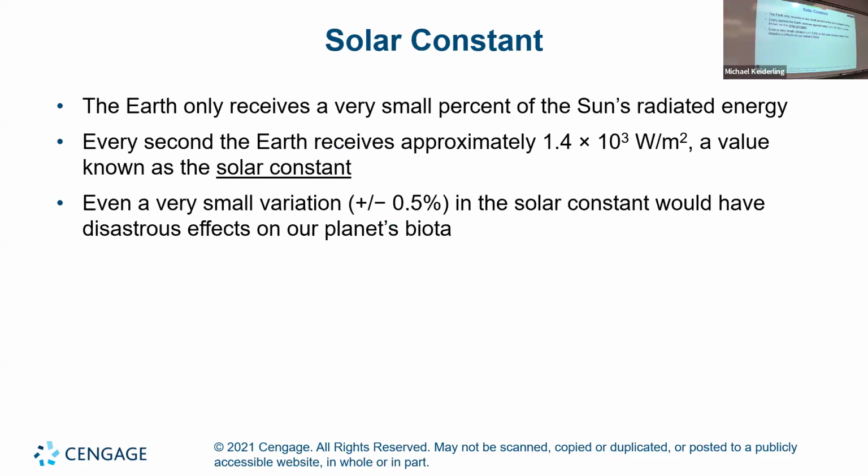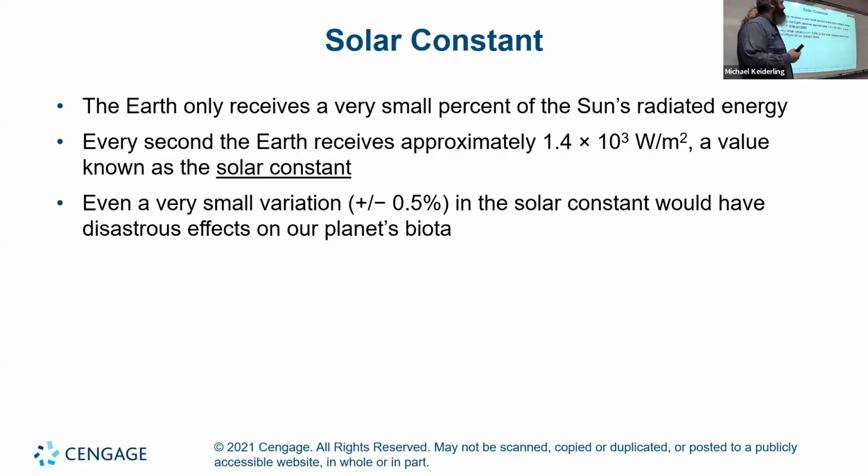So the Earth receives only a very small portion of the sun's radiated energy. It radiates energy in all directions. Only a tiny bit of that hits the Earth. And every second the Earth receives approximately 1.4 times 10 to the 3rd watts per square meter. That is a value known as the solar constant.